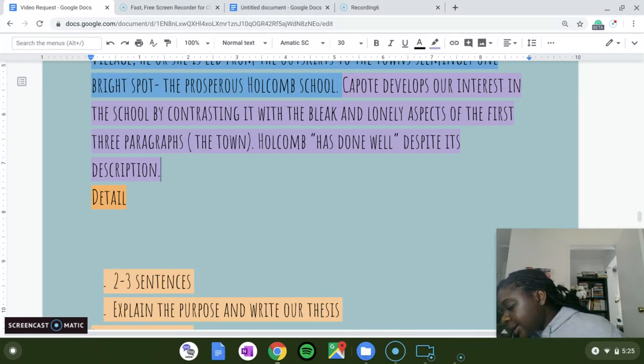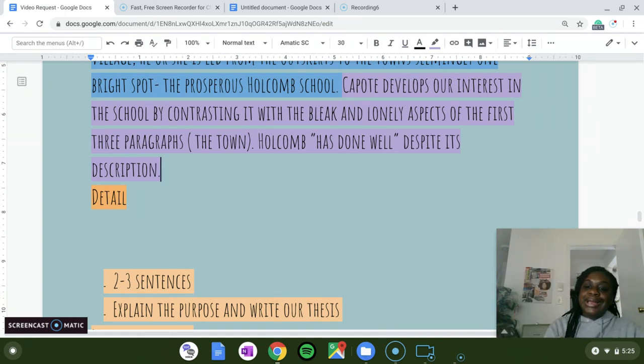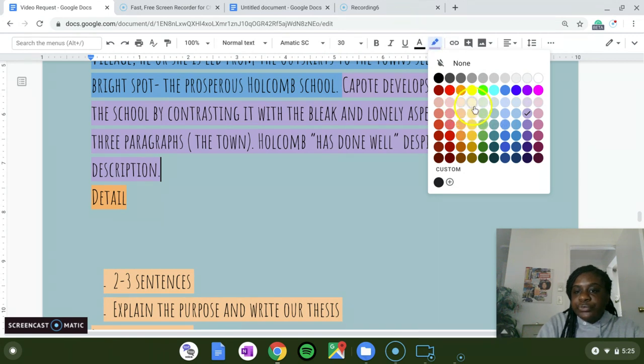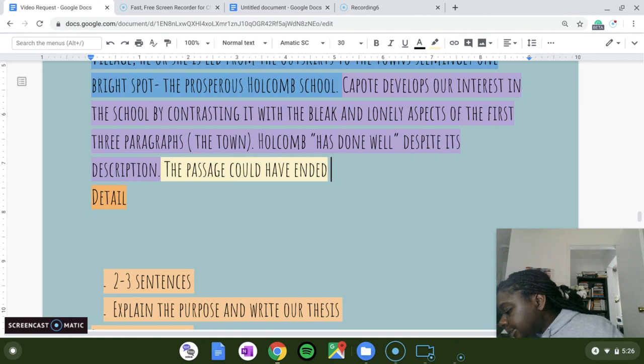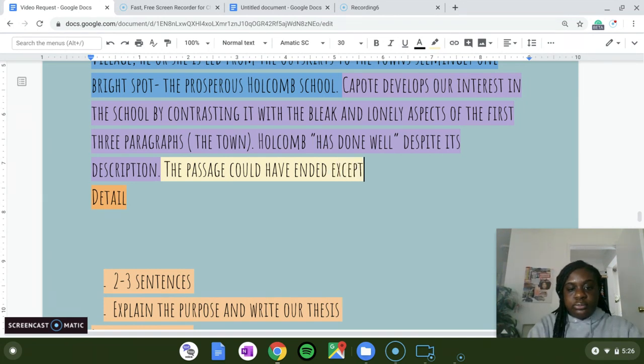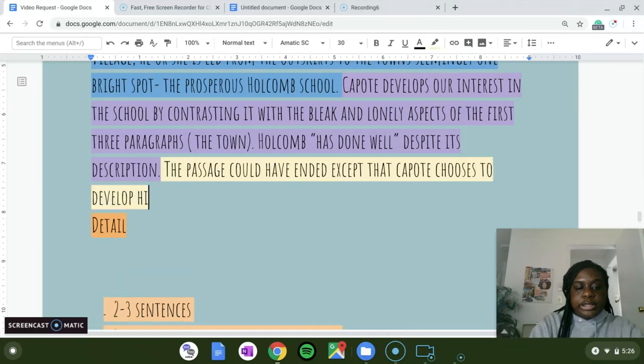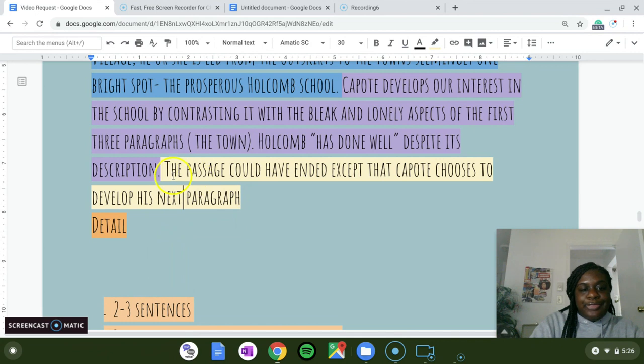The passage could end now, except that Capote chooses to develop his next paragraph. So we're recognizing what the author is doing within the structure. They have recognized that the passage could have ended, except that Capote chooses to develop his next paragraph. We recognize as the reader that it could have ended. Very important that you are observant that way as a reader. Except that Capote chooses to develop his next paragraph.